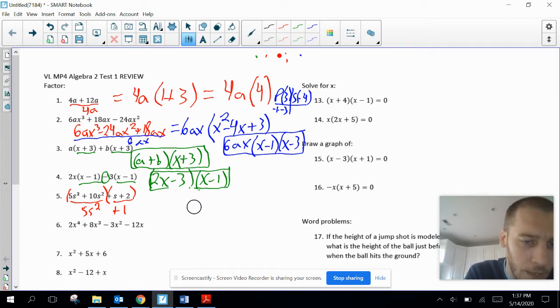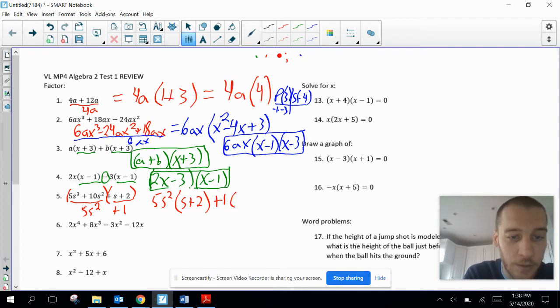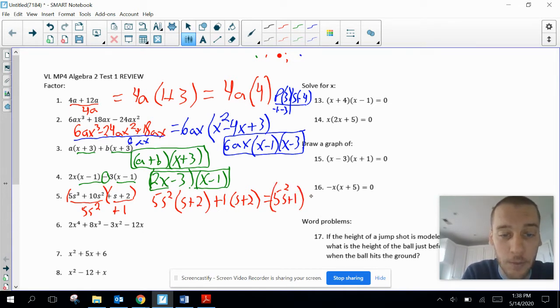So if we rewrite this as 5s squared, after we divide out this 5s squared, we're left with just s plus 2. And then over here, if I pull out that plus 1, we're left with also s plus 2. And now you see it looks like number 4, because they're both being multiplied by s plus 2. So final answer is going to be what's in front. We got 5s squared, and then this plus 1. And they both are being multiplied by s plus 2. Final answer right here.